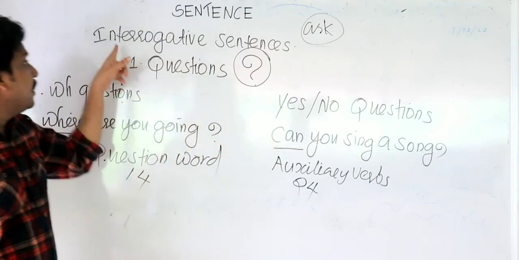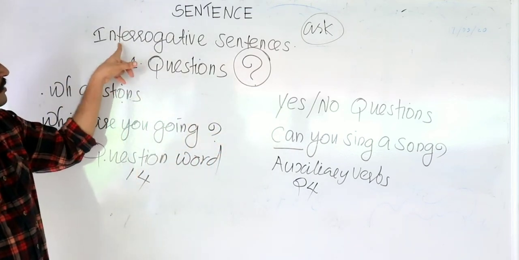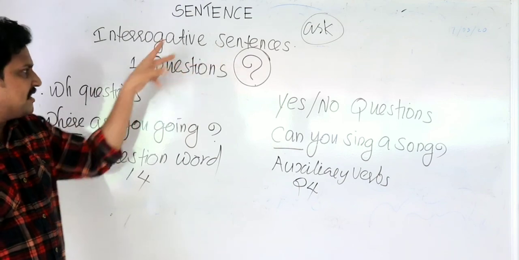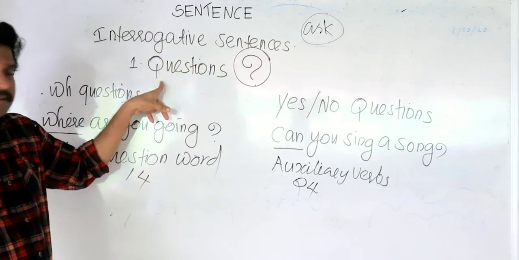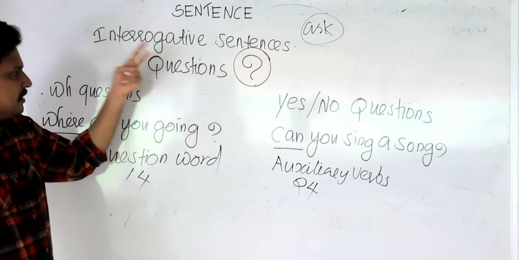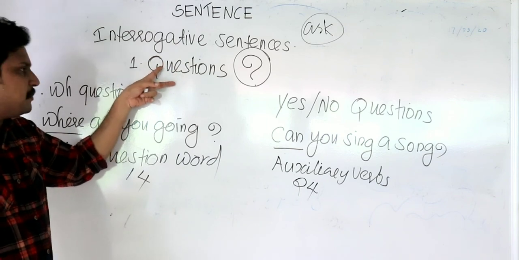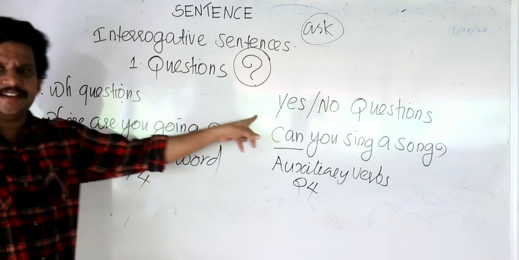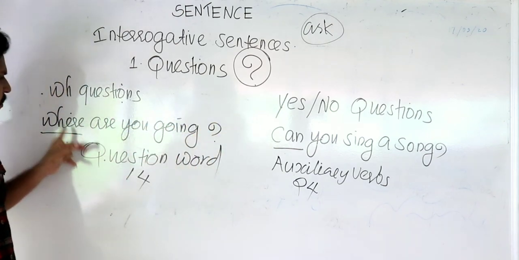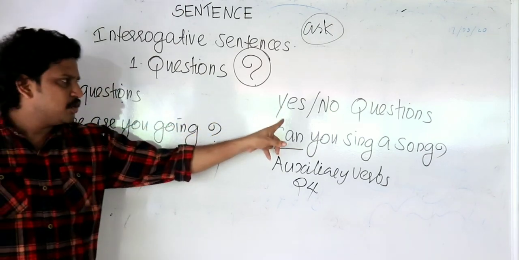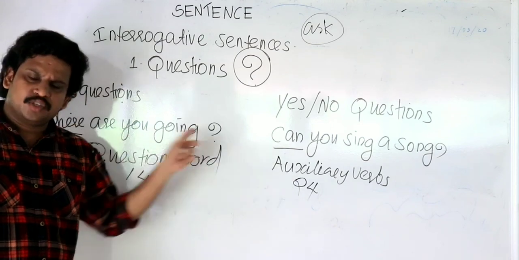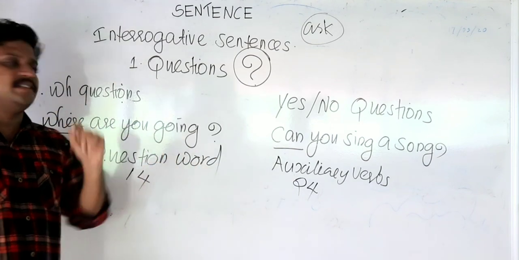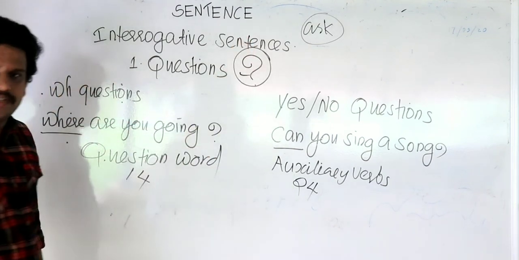Once again, interrogative. The meaning of the word interrogation itself is question. A sentence which expresses a question is called an interrogative sentence. There are mainly 8 types of questions, but we have to learn 2 types: WH questions and yes or no questions. WH questions begin with a question word and yes or no questions begin with an auxiliary verb. Both end with the question mark. Identification is very simple: question mark.